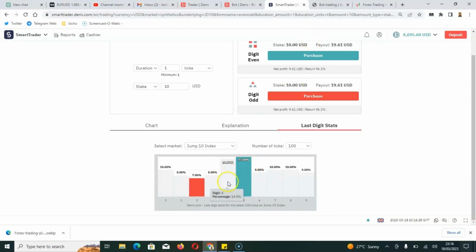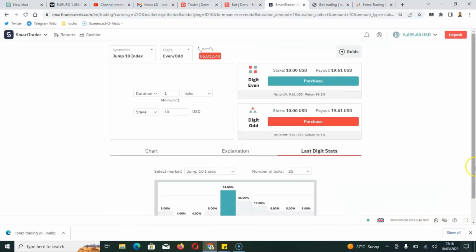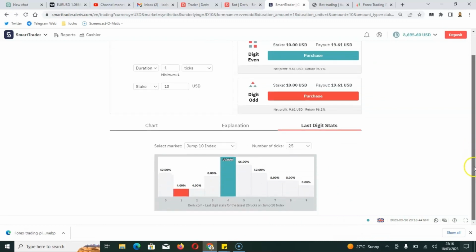So before I come and trade, I come and analyze on this particular chart which kind of numbers are appearing most. Right now we are seeing that, and then you can tweak here and reduce the number so that it will give you the real-time numbers that are showing up. Like right now, 4 is appearing most. You can see it's 20 times.